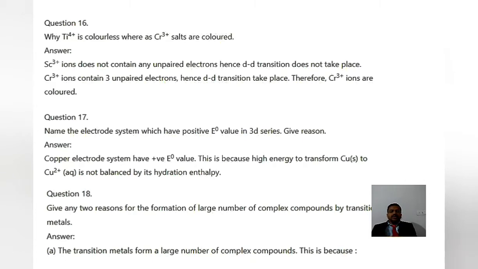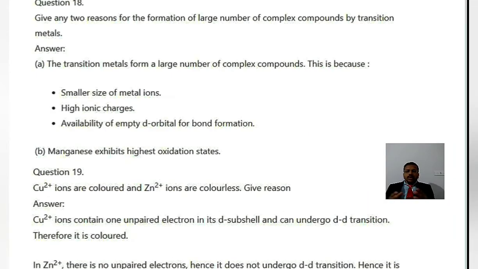If it is a 2-mark question, you have to write the electronic configuration of scandium 3+ and chromium 3+, and you have to pinpoint that scandium does not have any unpaired electron. On the other hand, chromium has unpaired electrons and thereby d-d transition is possible and thereby chromium 3+ is colored. Question number 18.